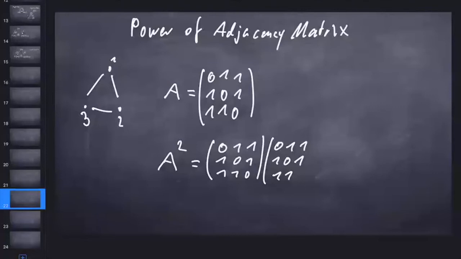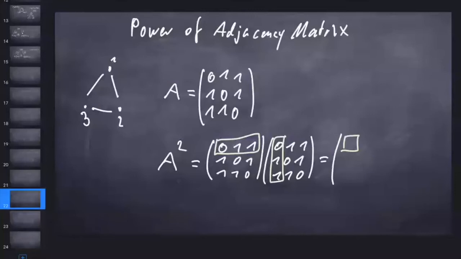For example, we can investigate what this number here is, and for that the rule is you have to multiply 0 by 0 plus 1 times 1 plus 1 times 1. That is a 2. So here's a 2. This means there are 2 paths to go from 1 to 1 in 2 hops. One path is first you go to 2, then you go back to 1. The other path is first you go to 3, and then you go back to 1. In both cases, 2 hops, 2 possibilities, hence there's a 2.